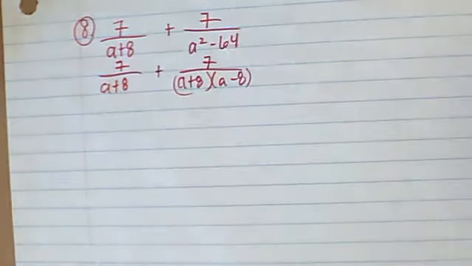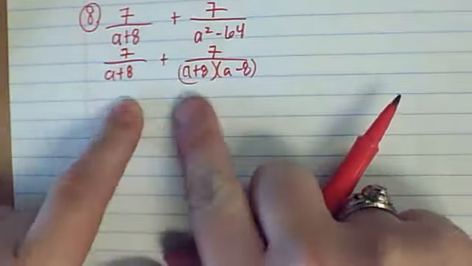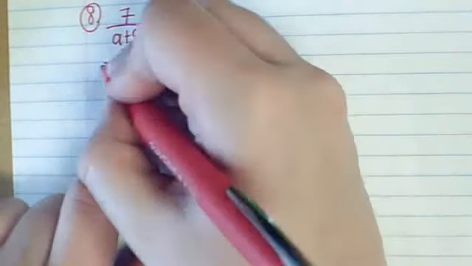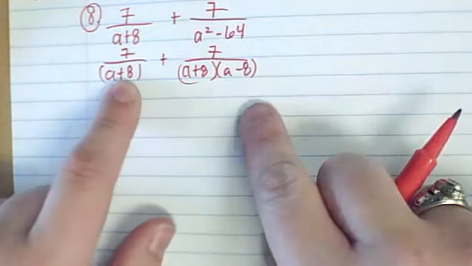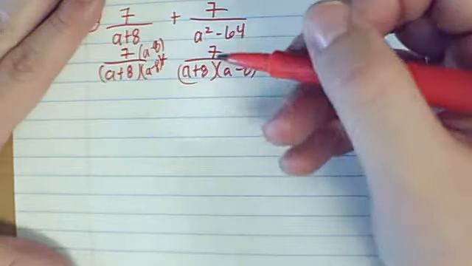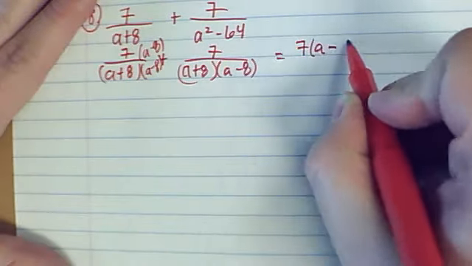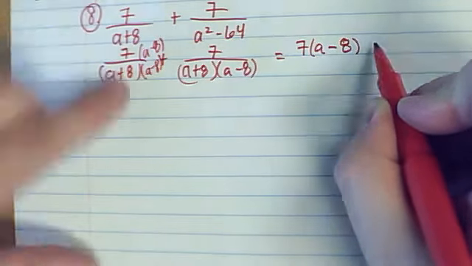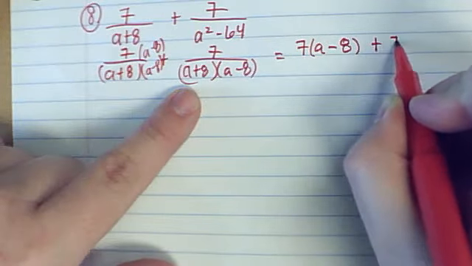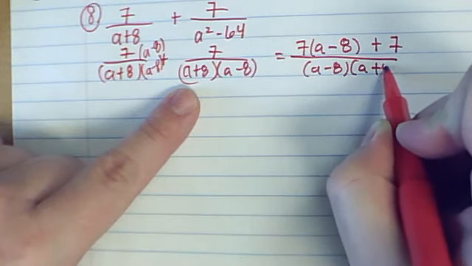Alright, now in order to add fractions, you have to have a common denominator. So if I look to see, the only thing they have in common is this a plus 8. That means this first fraction is missing this a minus 8. So that's what I'm going to multiply the first one by, top and bottom, so that we're not changing the actual problem. So this is 7 times a minus 8. And if I go ahead and combine my fractions, I'm going to have plus 7 all over (a minus 8) times (a plus 8).